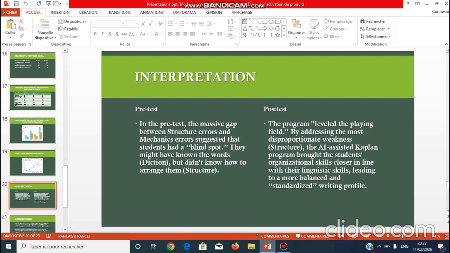Let me now interpret the results. In the pretest, the massive gap between structure errors and mechanics errors suggested that students had a blind spot. They might have known the words, diction, but did not know how to arrange them. Structure. In the post-test, the program leveled the playing field by addressing the most important structure. The AI-assisted Kaplan program brought the students' organizational skills closer in line with their linguistic skills, leading to a more balanced, standardized writing profile.